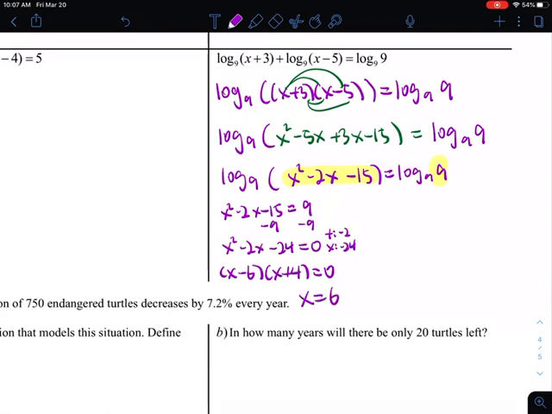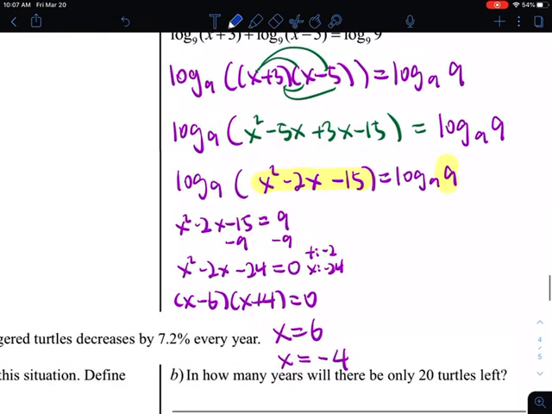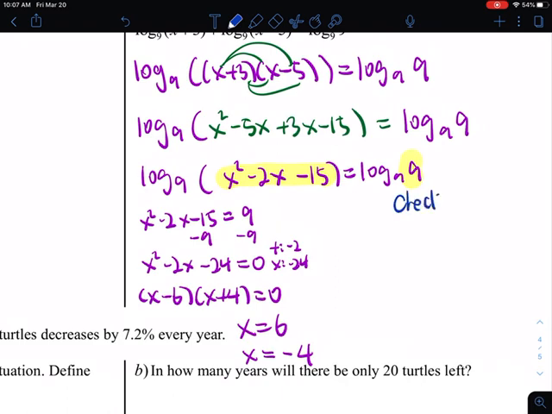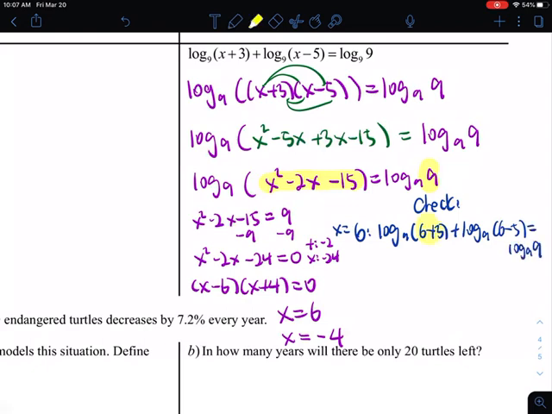And then solve for x. So I get 6 and -4. And then make sure you double check your work. I'm running out of room here, but I'll try to make it work. So let's first check 6. x equals 6. If we plug it in, we get log base 9 of 6 plus 3 plus log base 9 of 6 minus 5 equals log base 9 of 9. In this case, both of these are positive, so 6 is going to work.